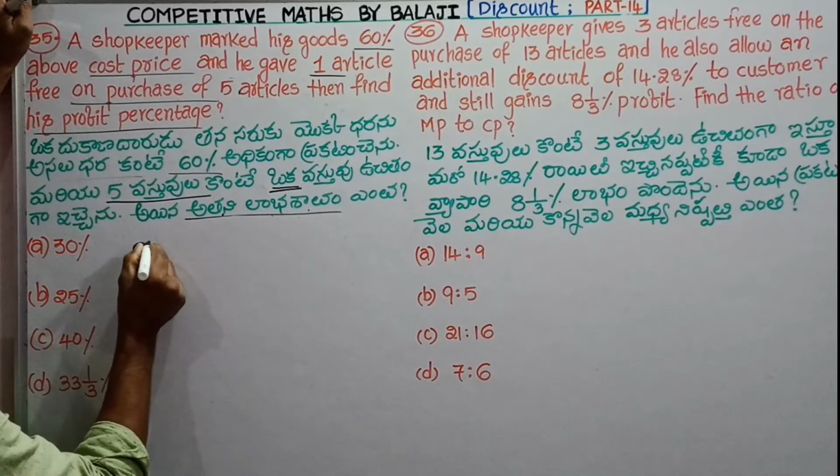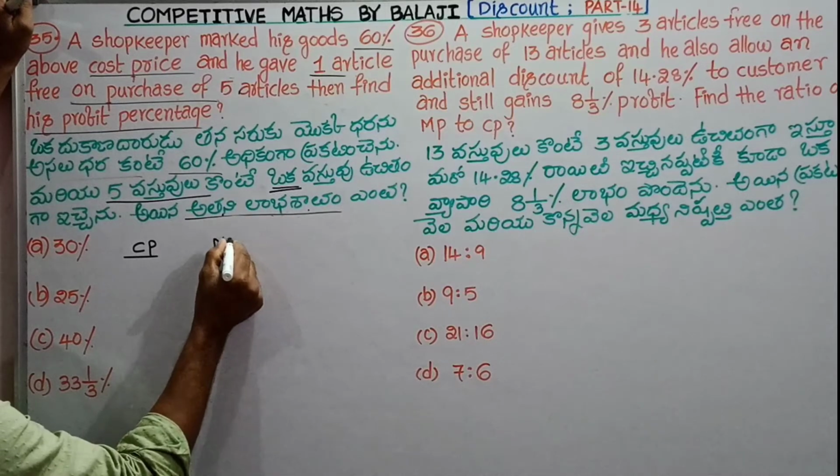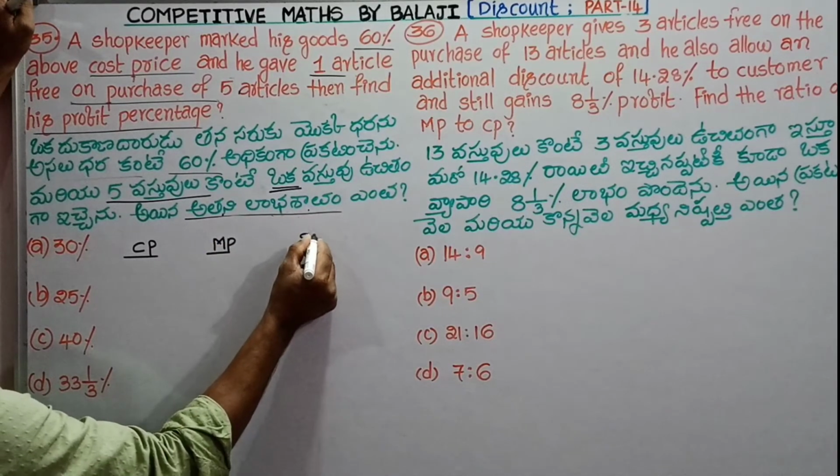Now consider the cost price of the article be CP, market price be MP, and selling price be SP.